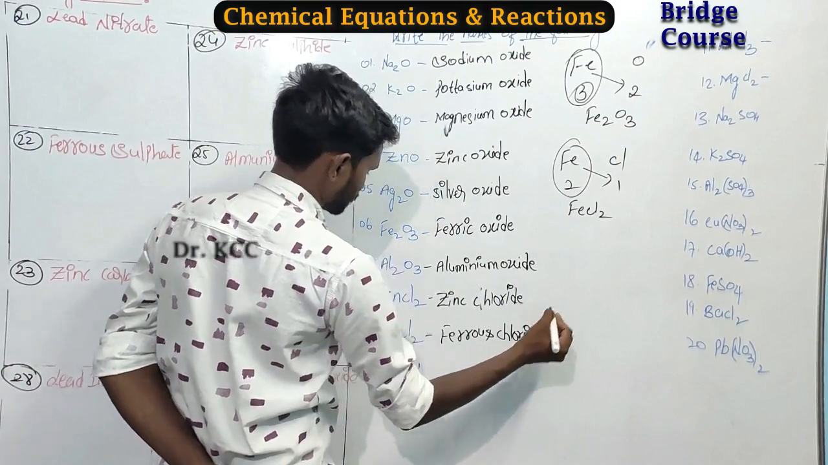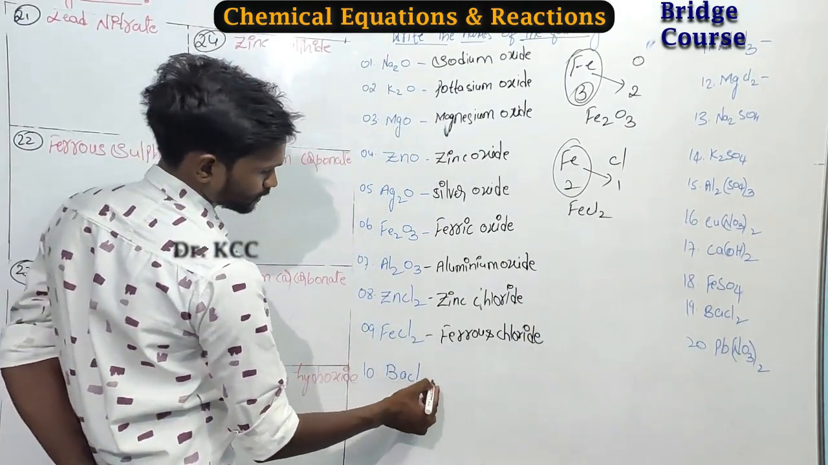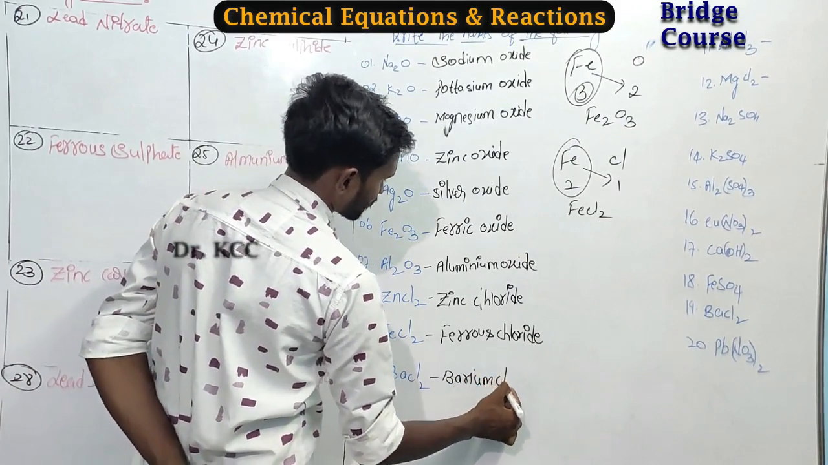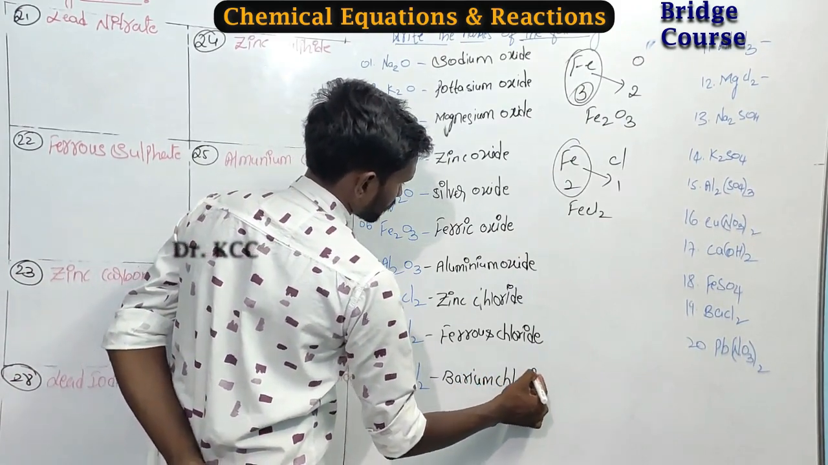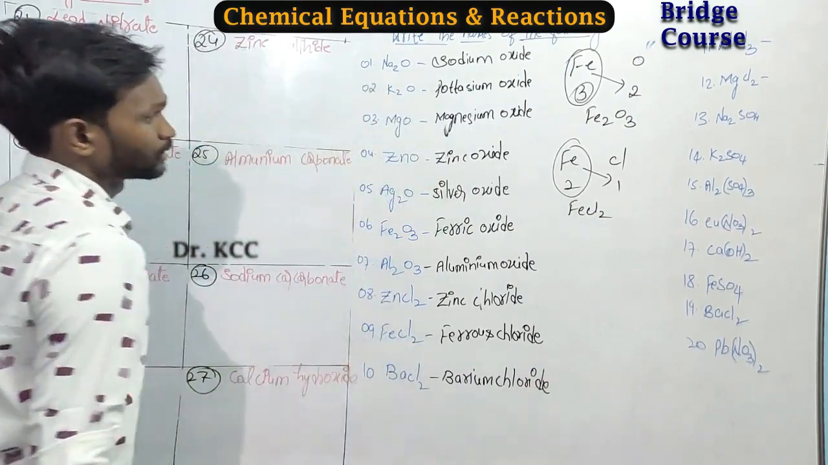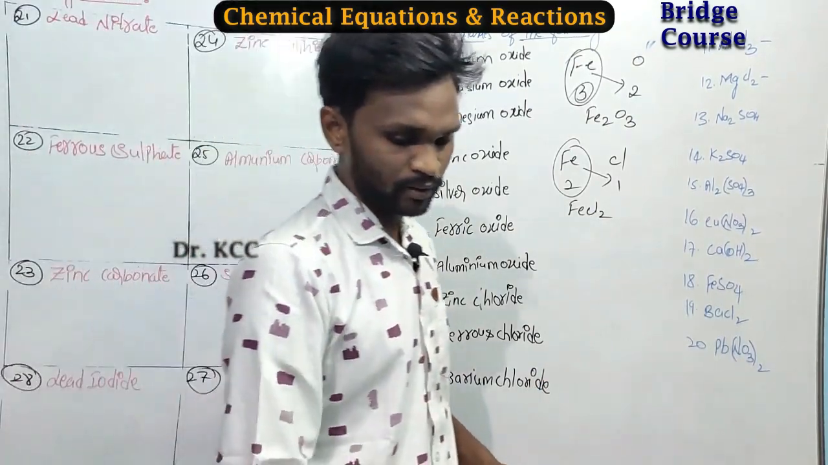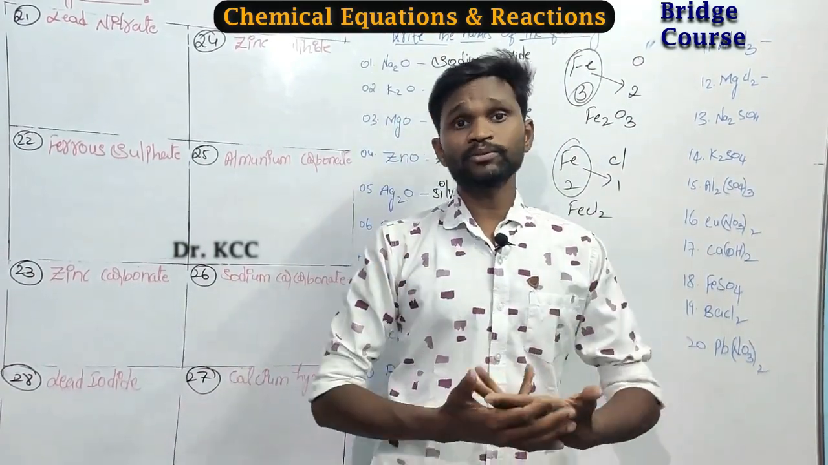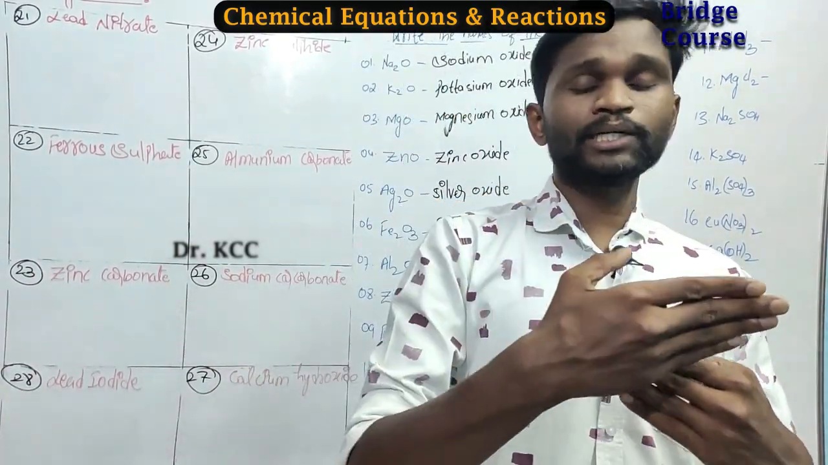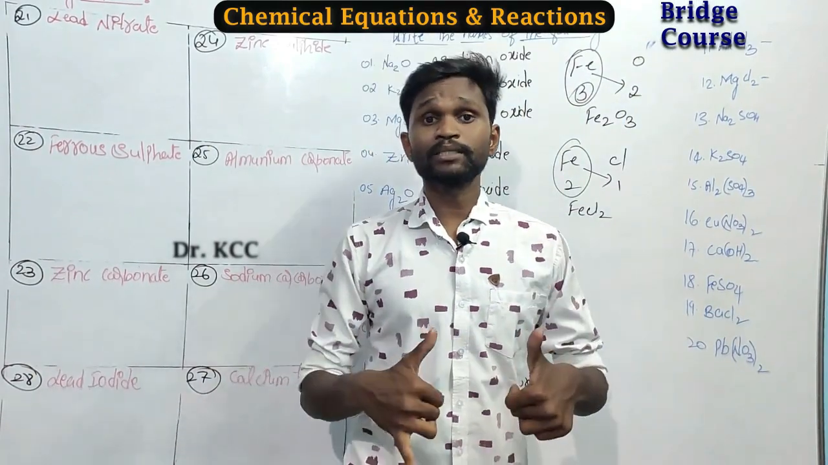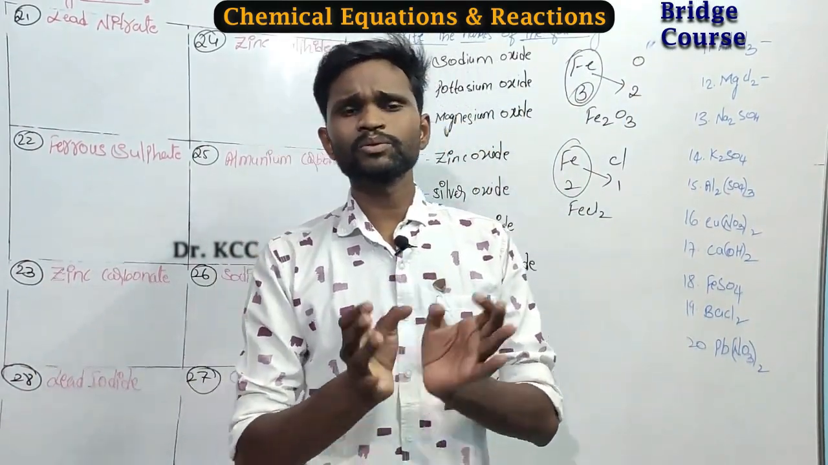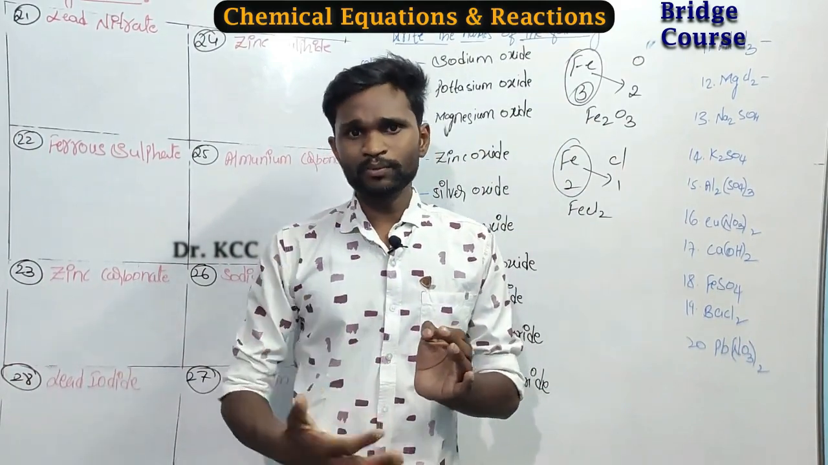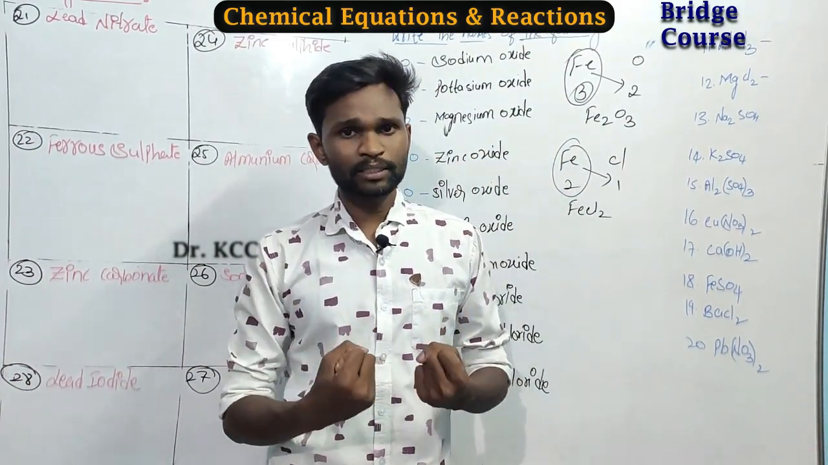Clear? Done. Next, this is barium chloride. Ba means barium. This is your chloride. Clear? So now you can see that we started from the beginning of chemistry. That's a bridge course for those getting into 10th standard and going to take up the 10th standard exam. This is the most important video one must watch. Try to watch this once, twice, thrice till you get confidence in chemistry.